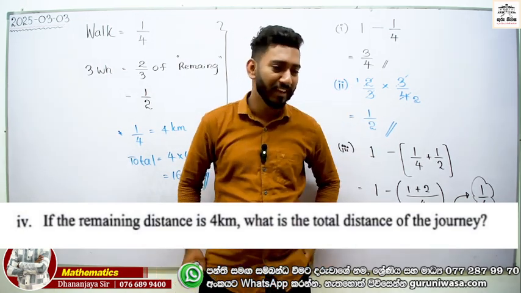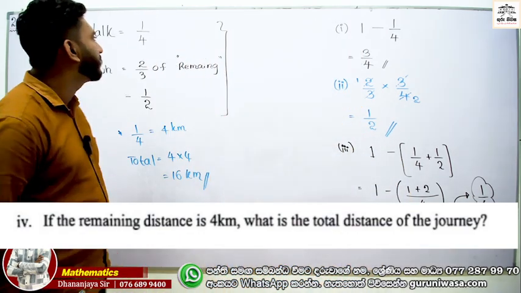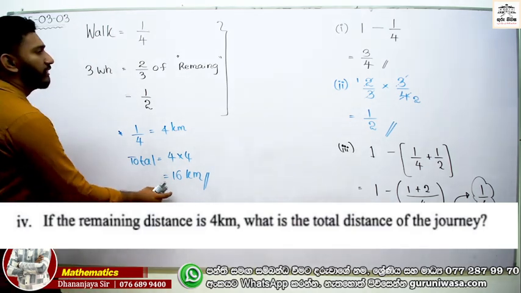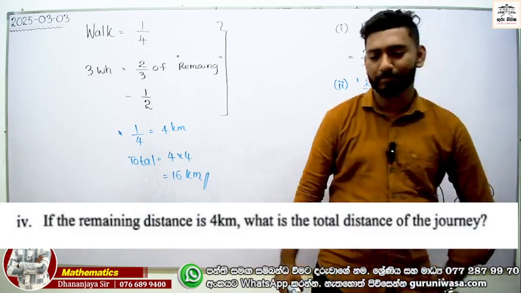If the remaining distance is 4 kilometers, what is the distance of the whole journey? Whole journey is 16 kilometers. Well done.